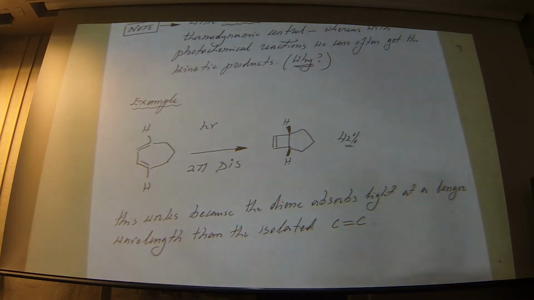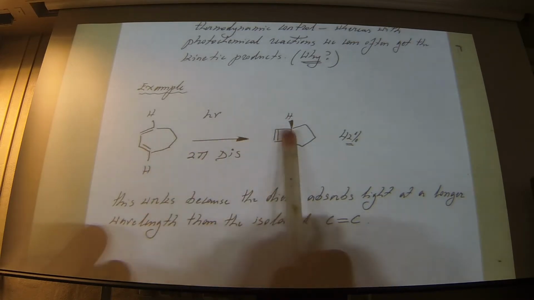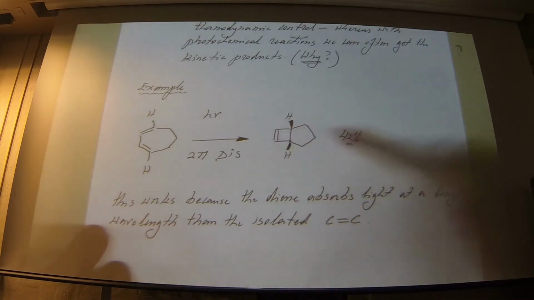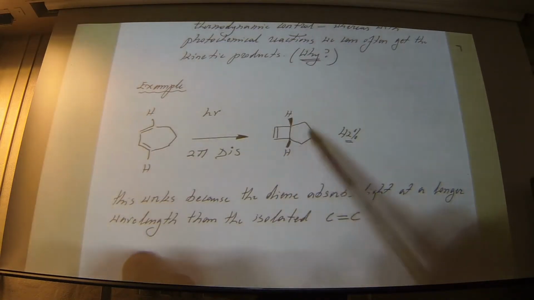Now, why is that important? Because look at what you've done here. You've gone from something that doesn't have strain to something that's got a lot of strain. If this were a thermal reaction, no way. The equilibrium would always favor the less strained compound. And so photochemically, you have this tool, right? This is a very important thing to be able to do. You can actually trap things that are higher in energy. So it's a neat trick because thermally, this is going to open up.